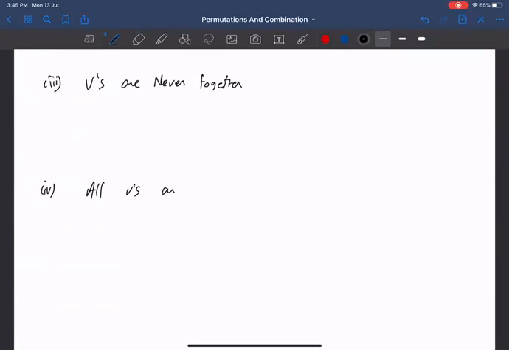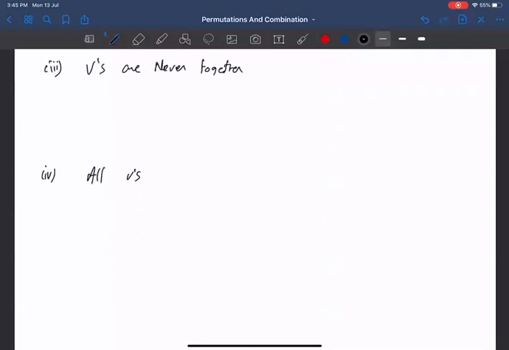Okay, vowels are never together. All vowels are never together. ये नहीं आएगा यहाँ पे. Vowels occupy odd places भी आ सकता है. Vowels ये नहीं आएगा. Vowels occupy odd places.